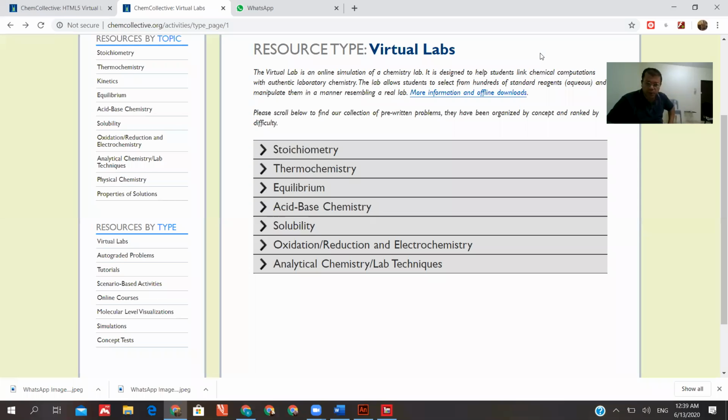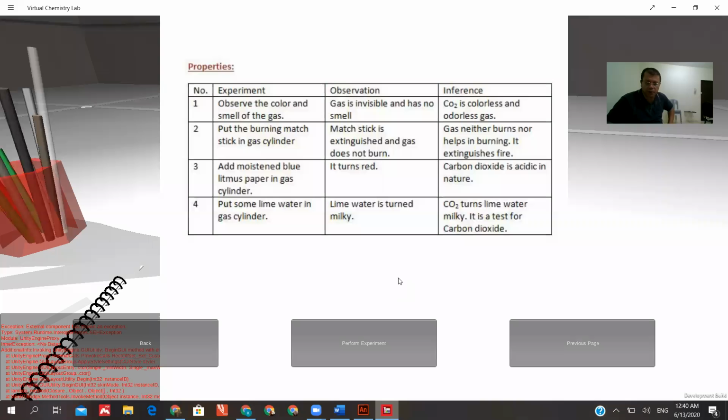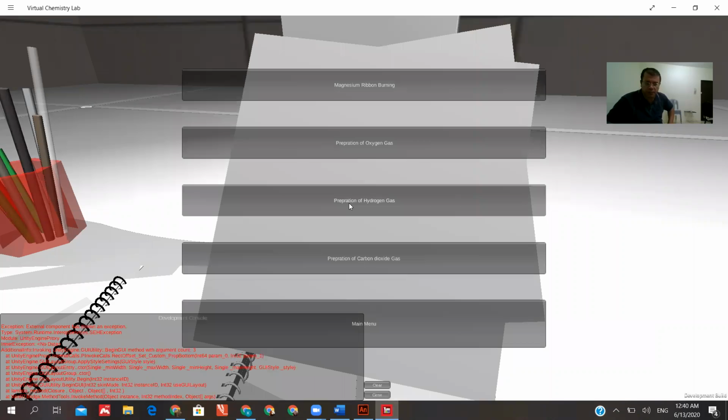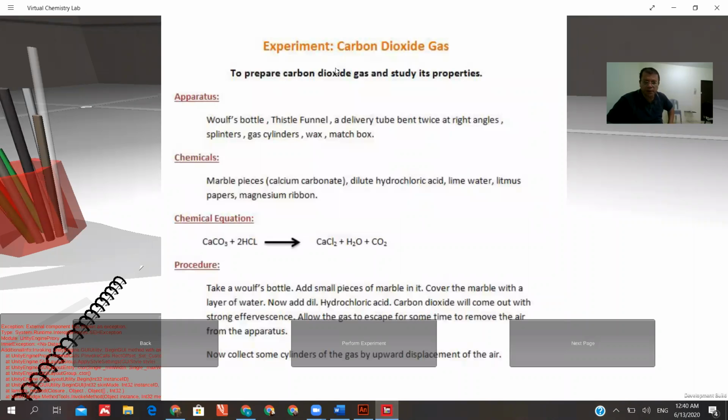As we said, we can use many programs for the virtual lab. For example, this program, I'm going to use it to form one of the gases, the preparation of carbon dioxide. Now you're going to read the experiment from here.